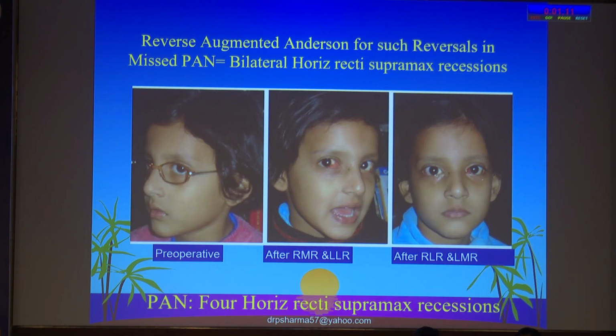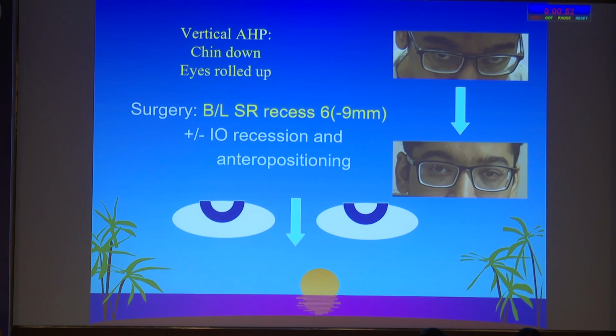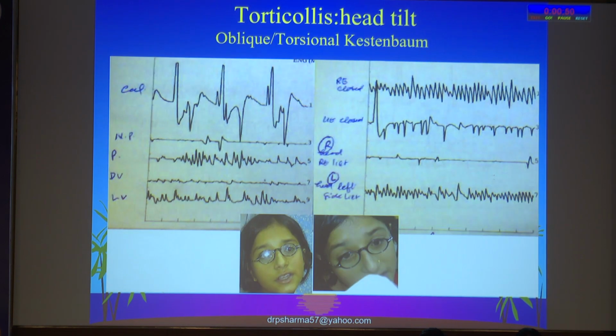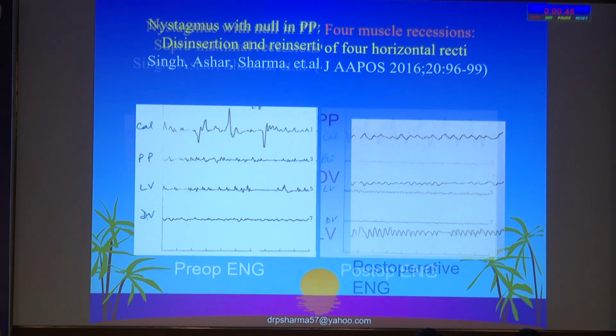If there is a periodic alternating null, you have to do a bilateral augmented Anderson's or a bilateral horizontal recti supramaximal recessions. Eccentric null with strabismus, you correct the nystagmus on the dominant eye. So always find out which is the dominant eye, because doing a surgery on the non-dominant eye for nystagmus will yield zero results. And strabismus correction can be done on either eye. If there is a head tilt, then the surgeries would be on the oblique muscles.